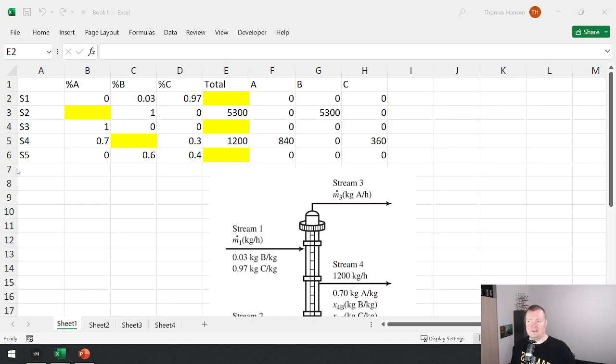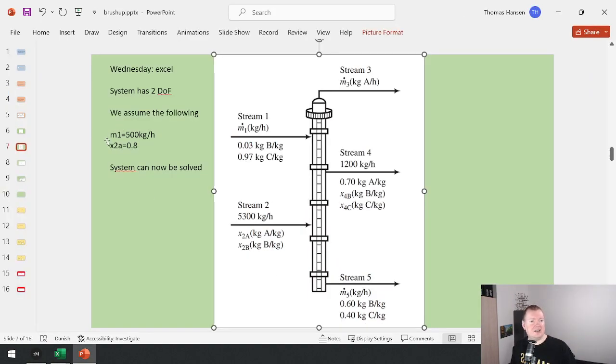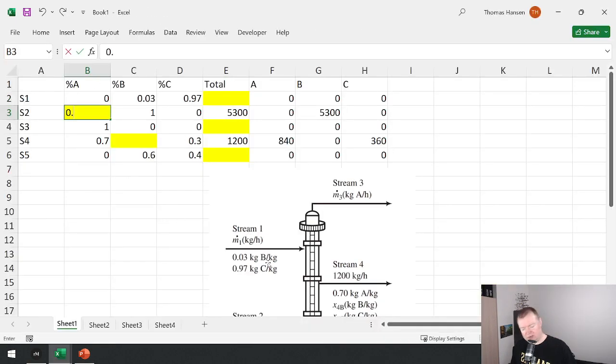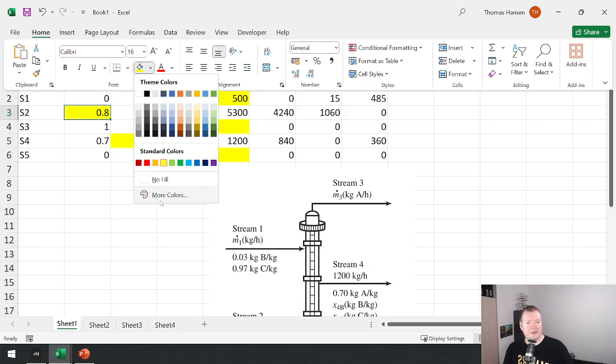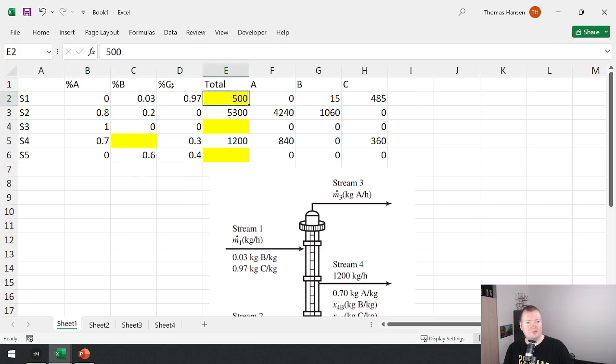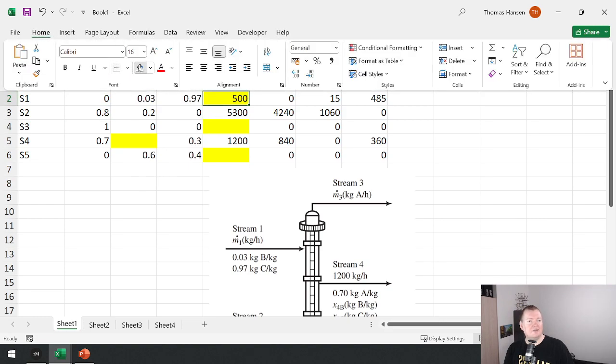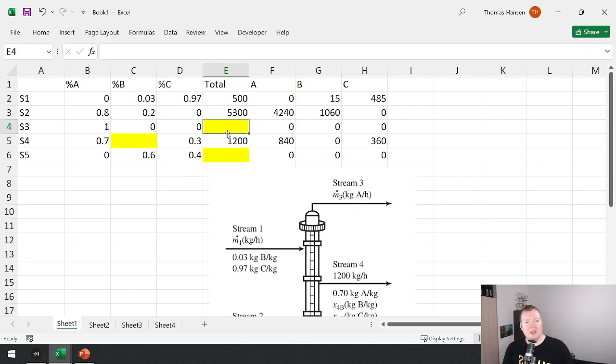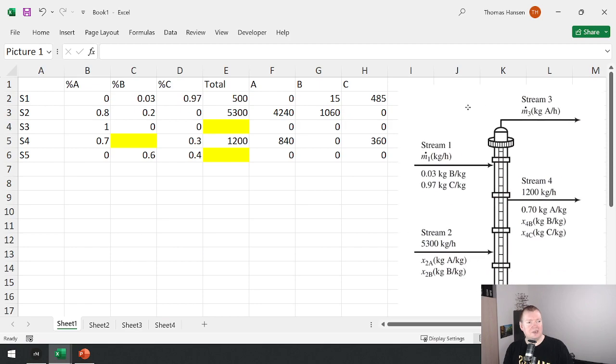I then had some values I wanted to put in because I said I have too little information. I just need to check. M1 is 500 kilograms and that one is 0.8. So that means this one is no longer an unknown. I've decided what I want it to be. And here I've decided what I want it to be. So 3 unknowns, and I said I could set up 3 equations.